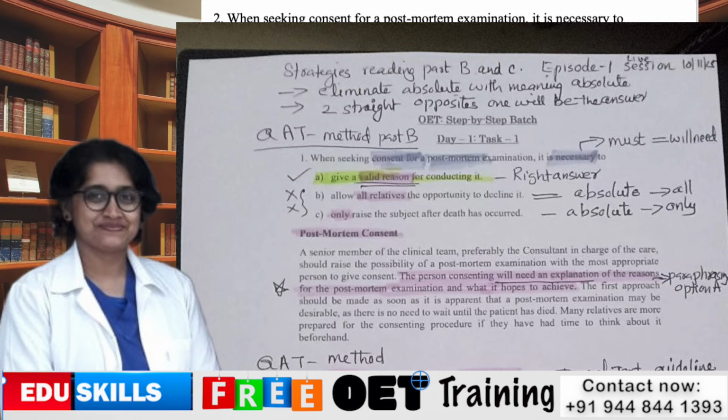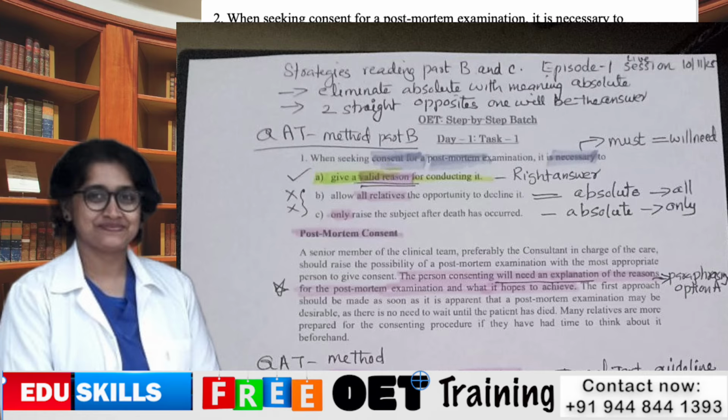So the answer option A is give a valid reason for conducting it. The keyword is valid reason. Option B, allow all relatives the opportunity to decline it. The keyword is all relatives. Then option C, only raise the subject after death has occurred. So the keyword here is only.